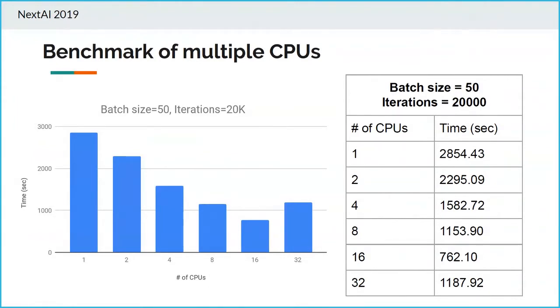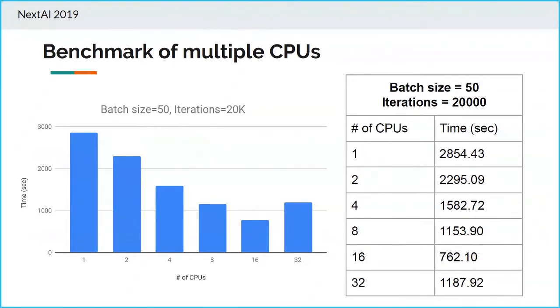You can see if I use only one CPU core, it takes the longest time. Then two CPUs, four CPUs, each time I double the number of CPUs, you'll see the number decreasing. The only exception is the last one, when I use 32 CPU cores. I will explain later why it happened. But so far, at least it makes sense. You see the timing descending as we increase the number of CPUs.